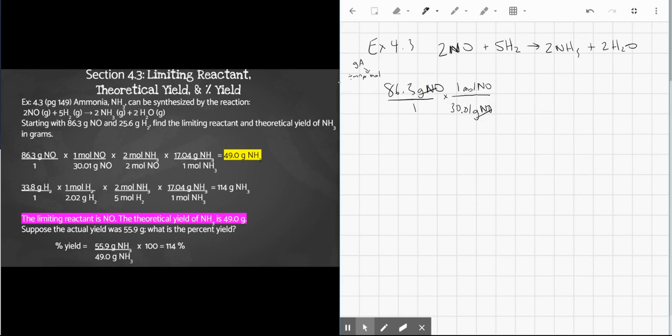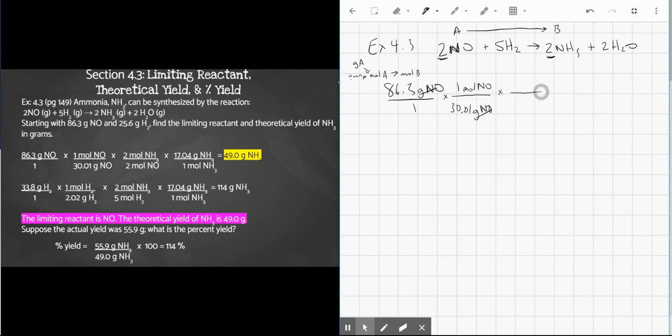So now I'm at moles of A, which A is just a generic term talking about our given, and our given is NO. So in this case, A is NO. We want to change it to moles of B, the one we're looking for. So if this is A, NH3 is our B. Okay? So we're going to go to moles of B using the mole ratio. And the mole ratio is the coefficient for each thing. So in this case, it's going to be a 2 to 2.